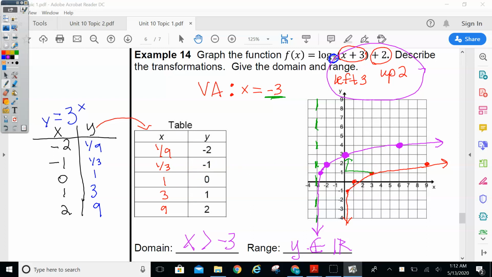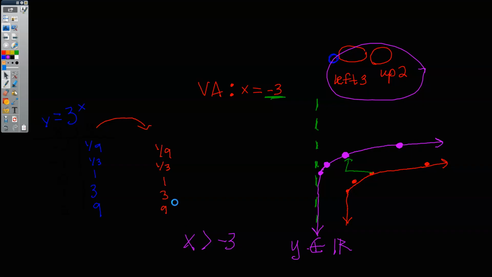Okay, so no using the calculator to get these points. I don't want decimals here. You have to pick the ones that give you integer values.